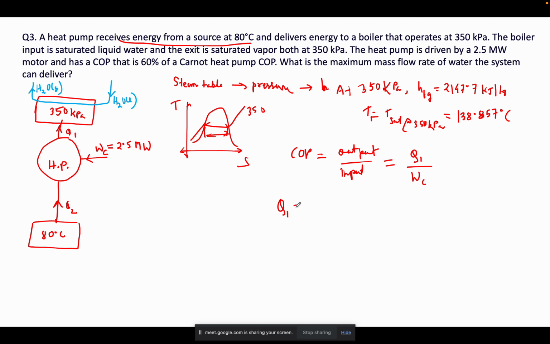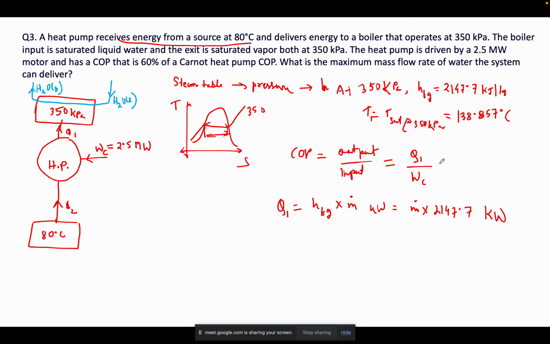This Q1 amount of heat is basically HFG times mass flow rate. Now why am I multiplying it by mass flow rate? Because this is kilojoule per kg. Now if I multiply with kg per second, I will get this in terms of kilowatt. So this will be basically m dot into 2147.7 kilowatt. Okay, this is the COP.